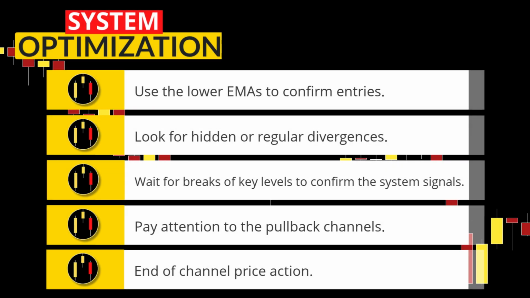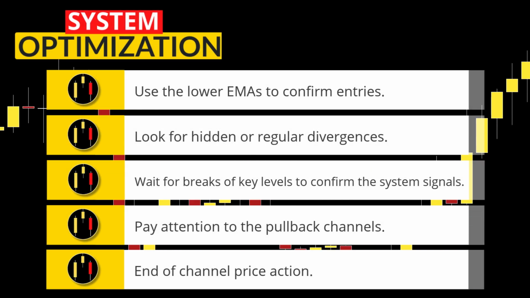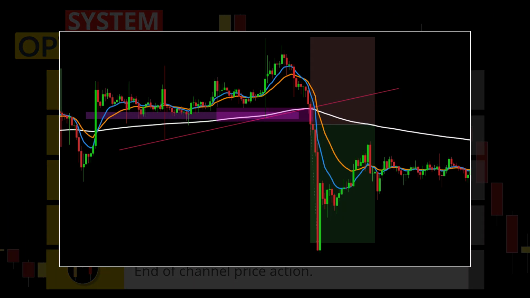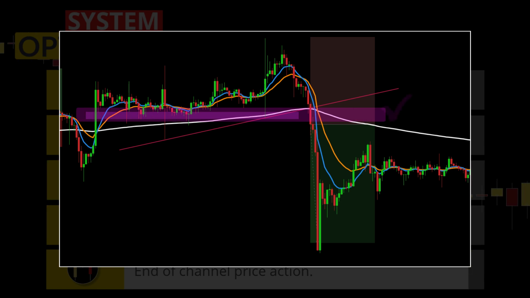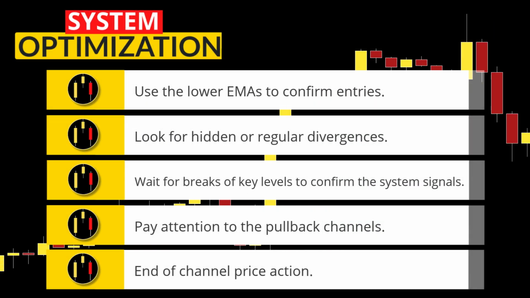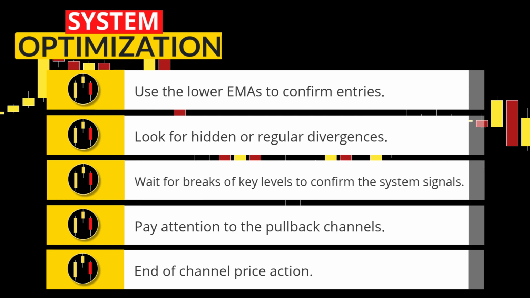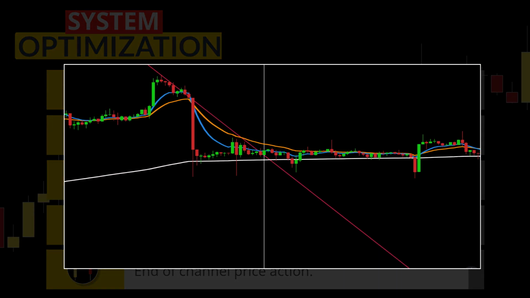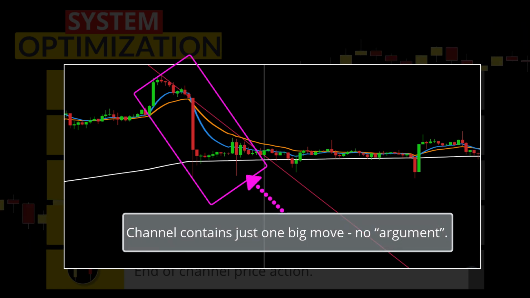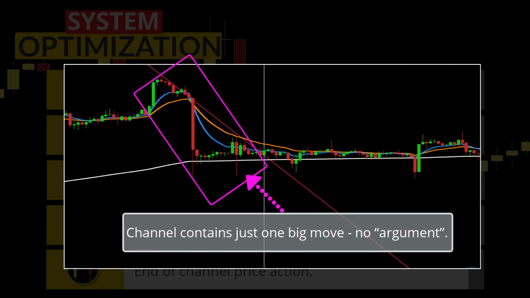The next optimization tip is to look for a break of resistance levels. You can see here, there is a break of the resistance level in addition to the system signals. Fourth, and this is even more subjective, but you shouldn't just look at the trend line. You want to trade a pullback channel with more internal movement, not just one large candle that could mean something else.